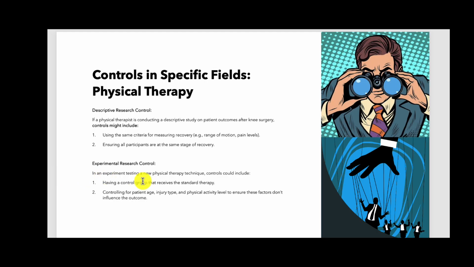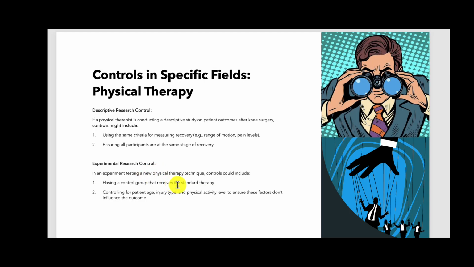So let's say we're testing a new physical therapy technique, and here are some examples of control. We could have one group that receives the standard therapy, right? So what has traditionally been done. And we have another group that receives the new physical therapy technique.